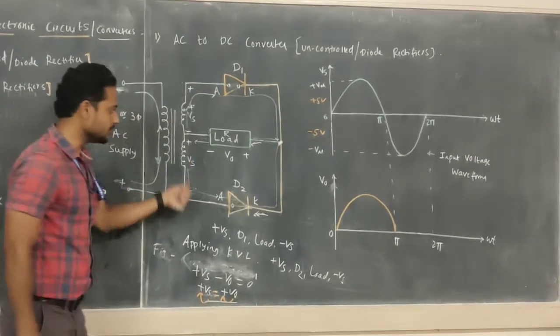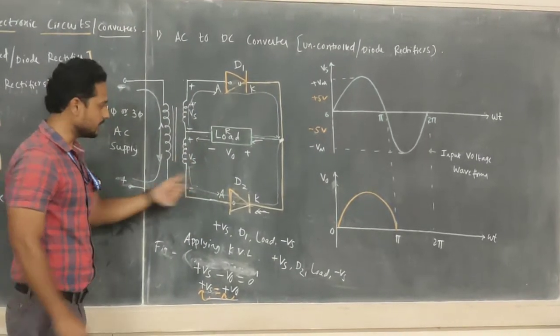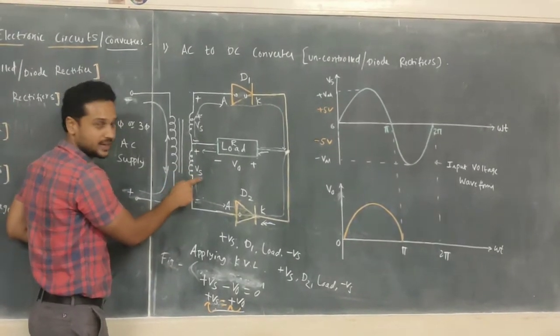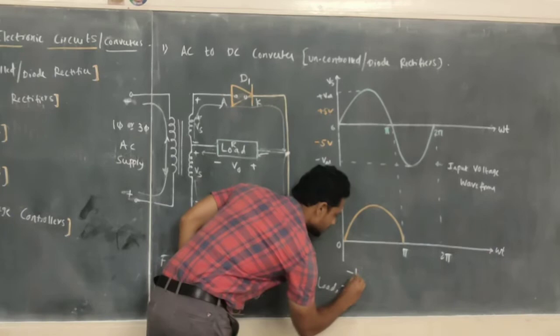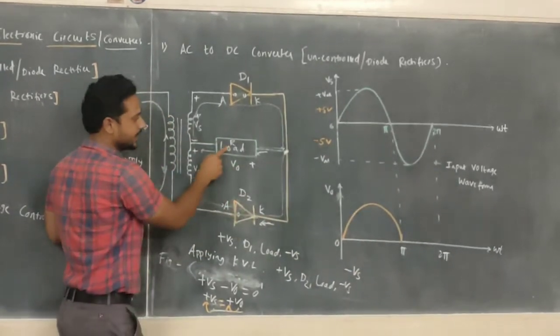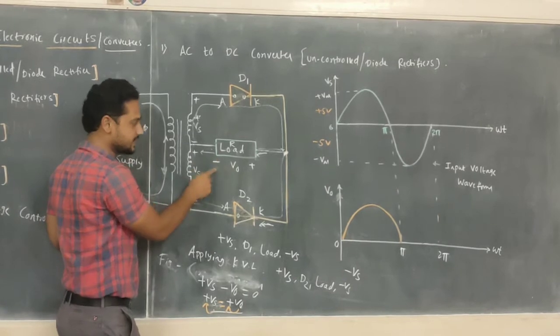Now apply KVL here. If you apply KVL, what will you get? You are in the negative half cycle, so this is positive, negative. This will be minus Vs. Then current is flowing through D2, and again the direction of flow of current through the load is the same.